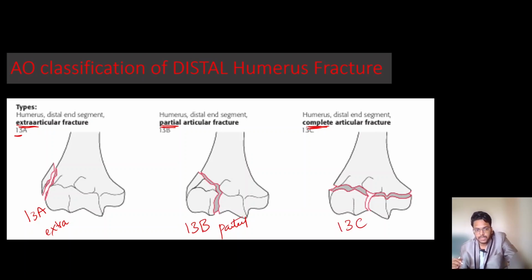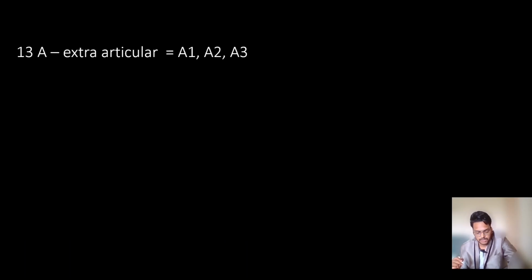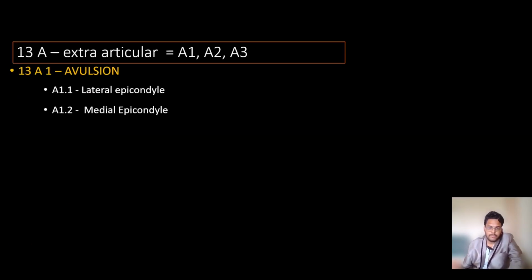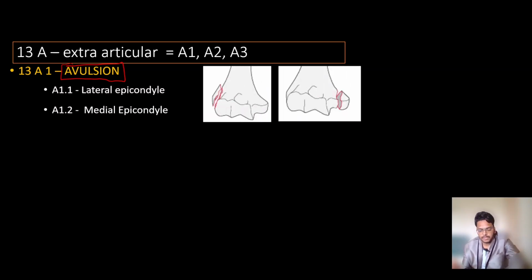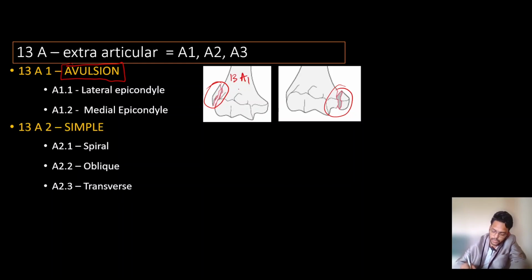We will discuss the extra-articular, partial and complete articular types individually. So 13A, the extra-articular, is again subdivided into A1, A2 and A3. The A1 type is an avulsion type of fracture. Either the lateral epicondyle or the medial epicondyle gets avulsed. You can see in the image, this is the lateral epicondyle getting avulsed, and this is the medial epicondyle getting avulsed. So this is 13A1.2 and this is 13A1.1. 13A2 is a simple fracture.